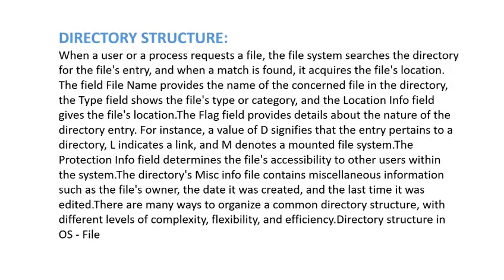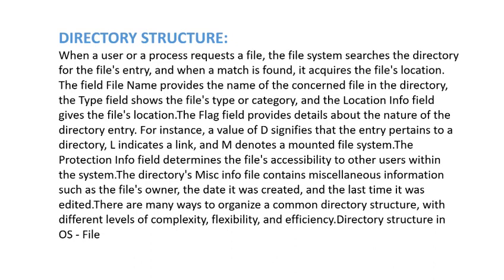Directory structure. When a user or a process requests a file, the file system searches the directory for the file's entry, and when a match is found, it acquires the file's location. The field file name provides the name of the concerned file in the directory, and the type field shows the file's type or category, and the location info field gives the file's location. The flag field provides details about the nature of the directory entry. For instance, a value of D signifies that the entry pertains to a directory. L indicates a link and M denotes a mounted file system.